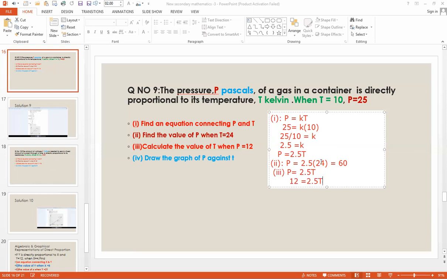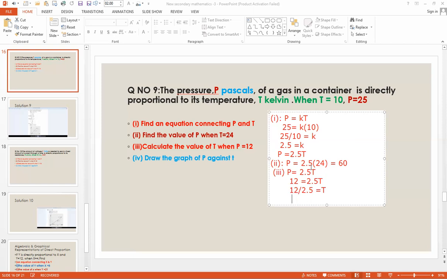Very easy. 2.5 and T are multiplying with each other. When you move to the other side, 2.5 will divide 12. So 12 divided by 2.5 is equal to T. Okay, that is not equal to y, that is equal to T. Now simply we have to calculate the value of 12 divided by 2.5. Okay, I will do it for you.